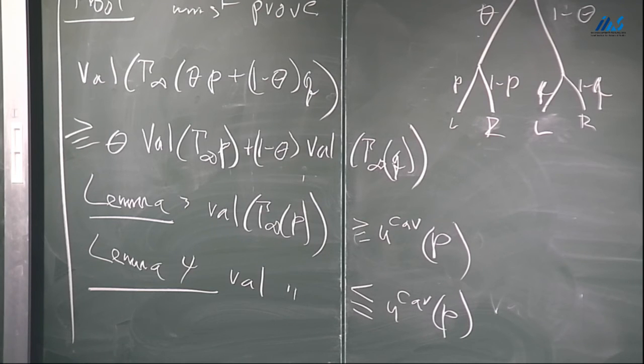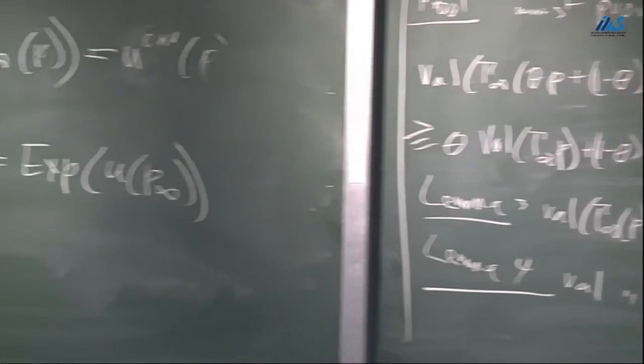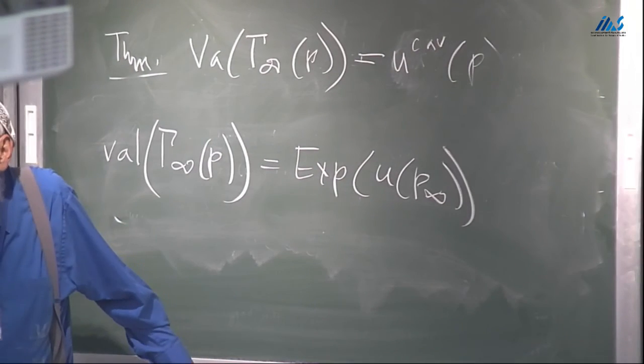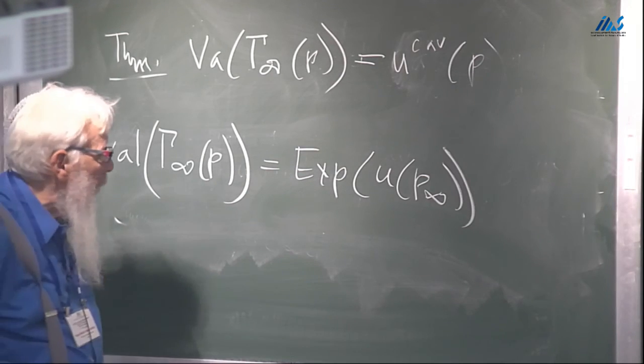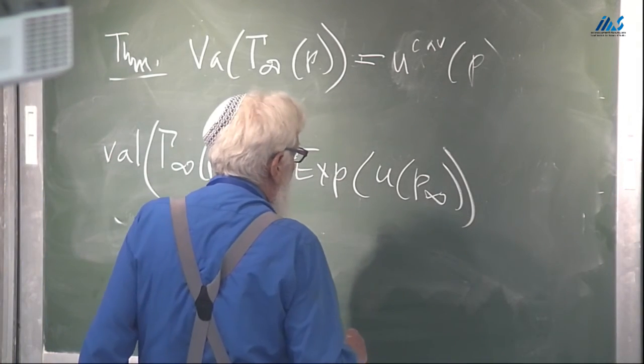the value of gamma infinity of P is the expectation of u of P infinity. Because again, when we arrive close to P infinity, then player 1 can no longer make use of any information, because making use of it would reveal more, and then we would not be converging to P infinity. So it is the expectation of u of P infinity.